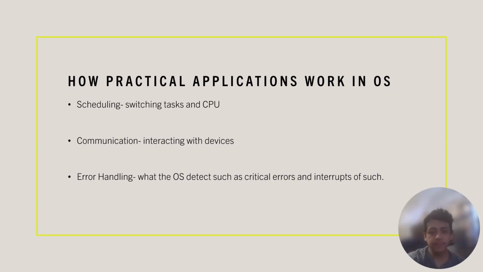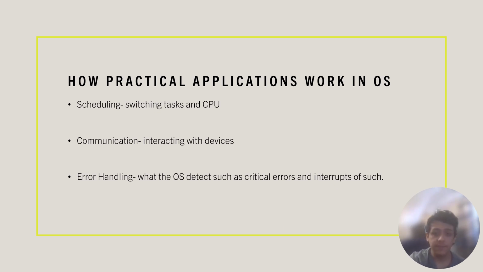Our next point is, how do practical applications work in operating systems? Operating systems use interrupts to manage hardware and software efficiently and ensure smooth multitasking responsiveness. Some points to consider are process scheduling, which means the operating system uses interrupts to switch between tasks and ensure fair CPU usage.